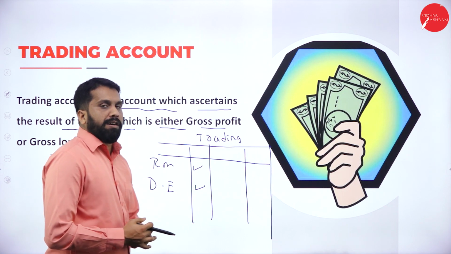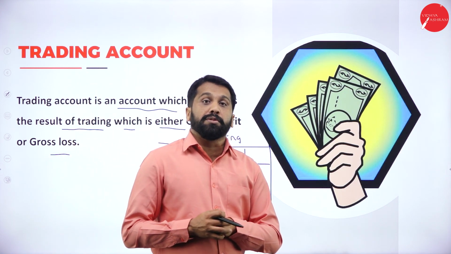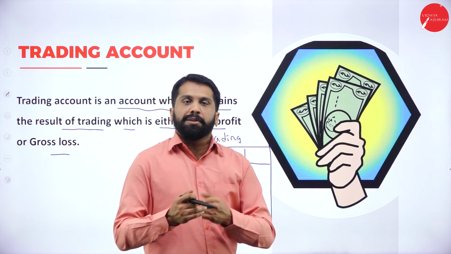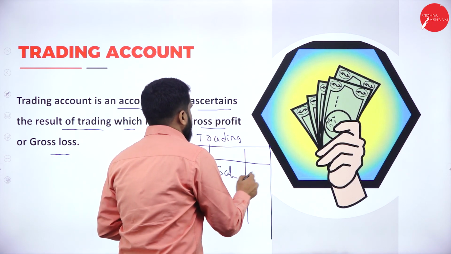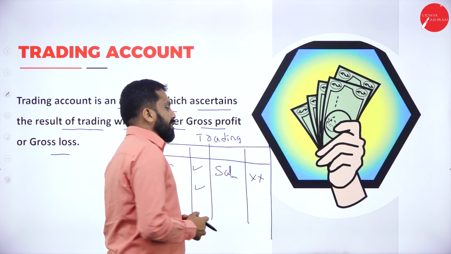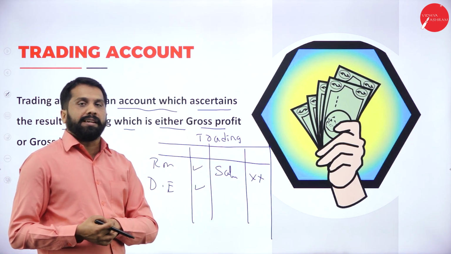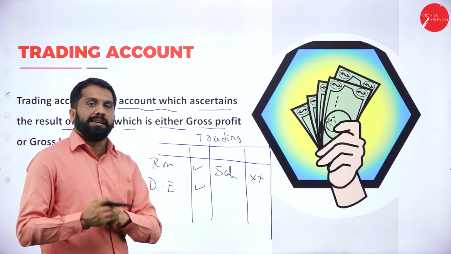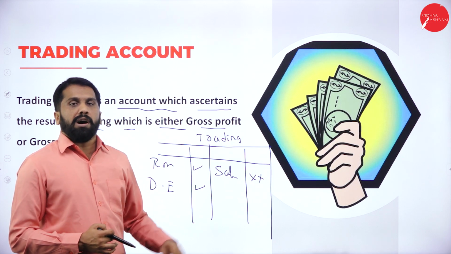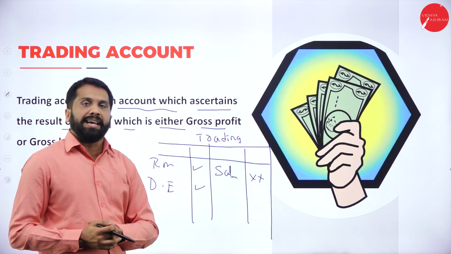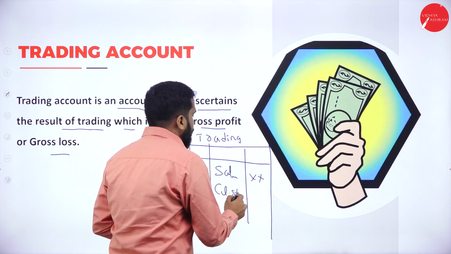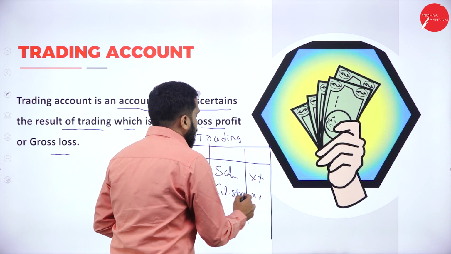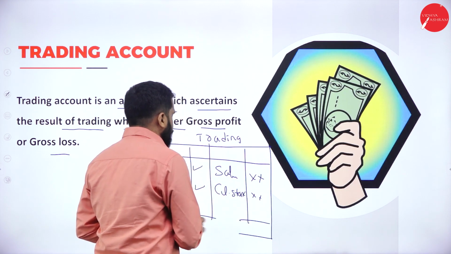After manufacturing everything, what will you do? You will sell that product. That is called your sales. Say you have manufactured 1000 tires. Can you sell all 1000 tires at a time? No. Out of 1000 you have sold 900. Still 100 is closing stock. Closing stock means unsold.